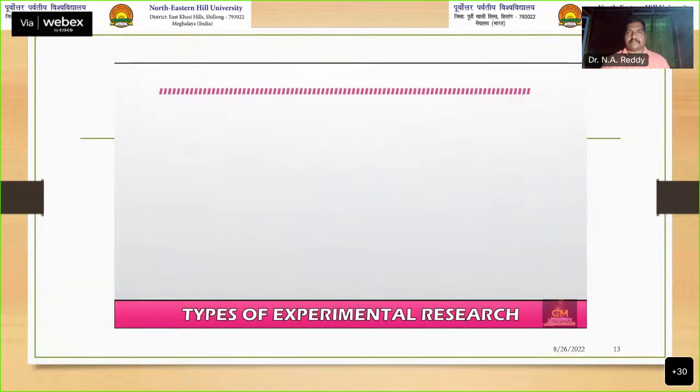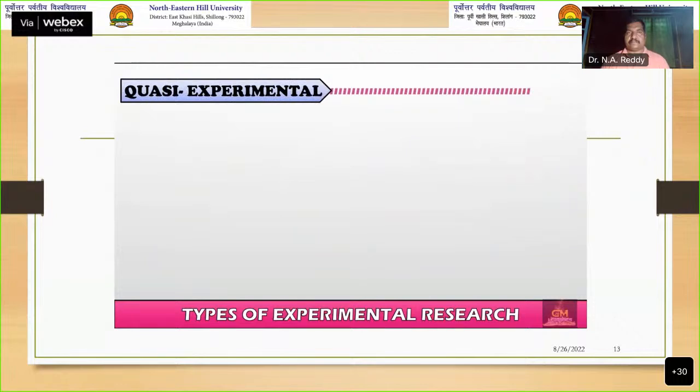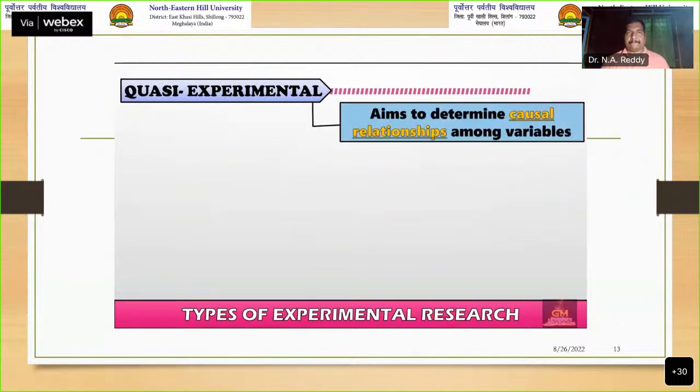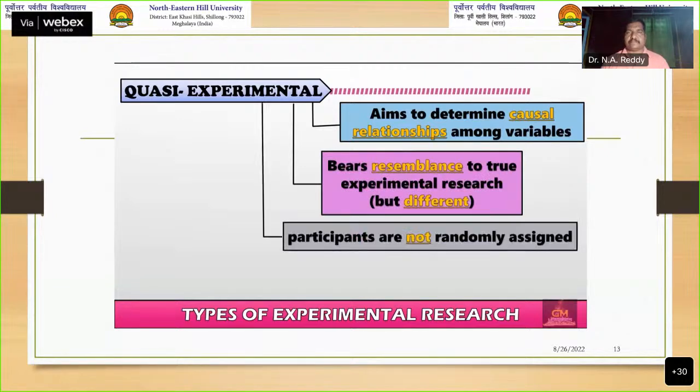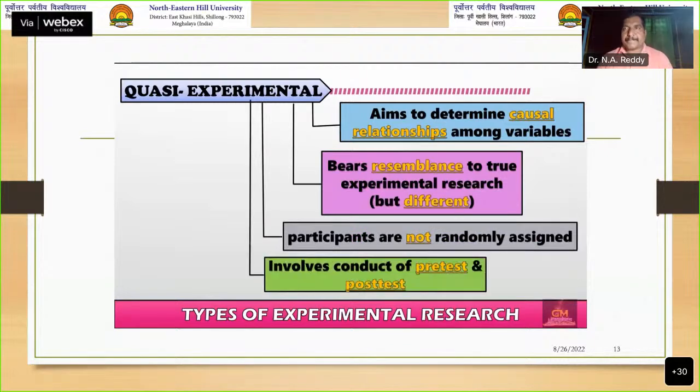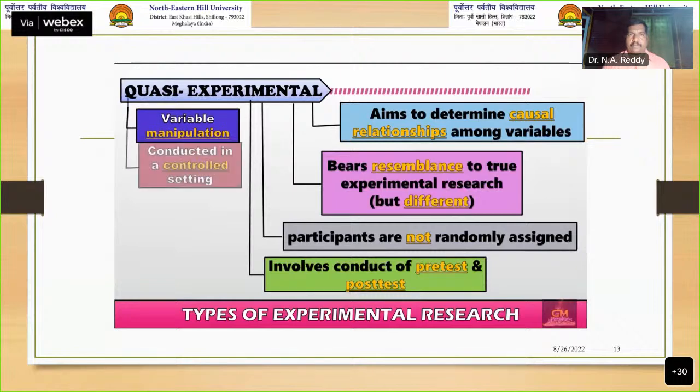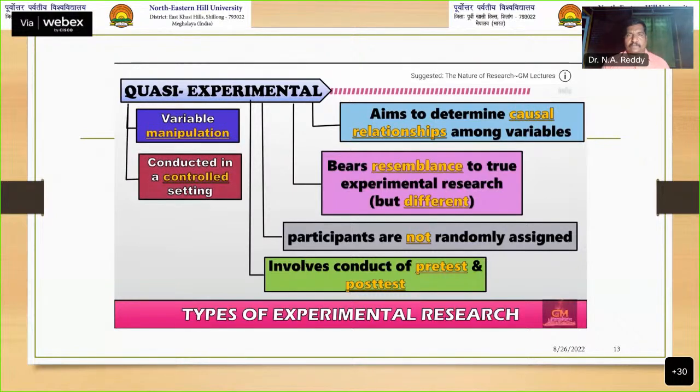Another experimental research design is quasi-experimental research. Similar to true experimental research, quasi-experimental research aims to determine causal relationships among variables. It bears resemblance to true experimental research, but is different because in quasi-experimental research, participants are not randomly assigned and it involves the conduct of pre-test and post-test. Furthermore, other characteristics of quasi-experimental research involve variable manipulation. It's also conducted in a controlled setting and that intervention is also present.